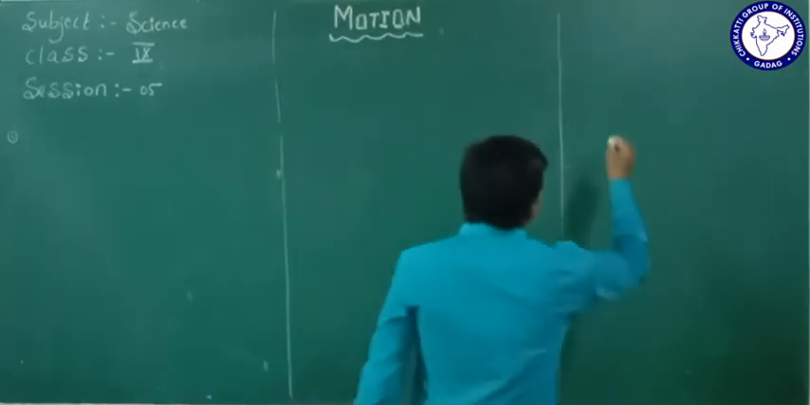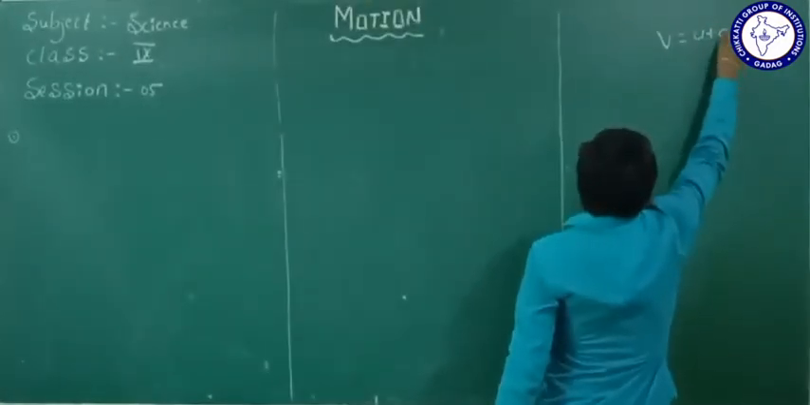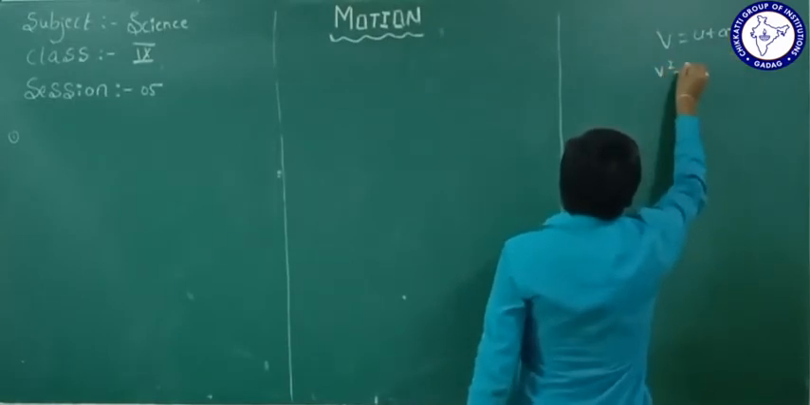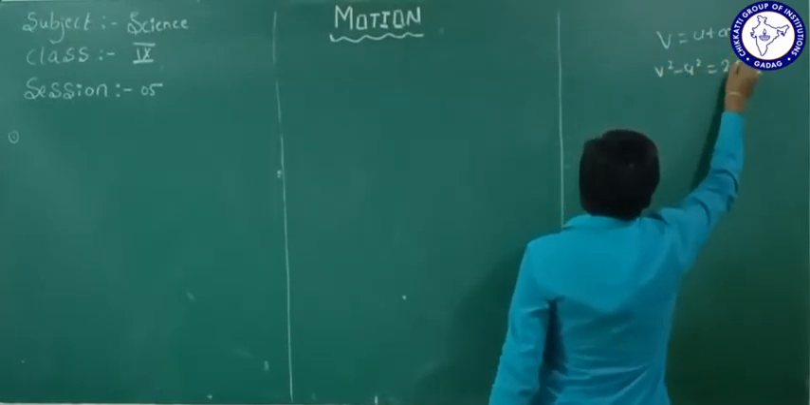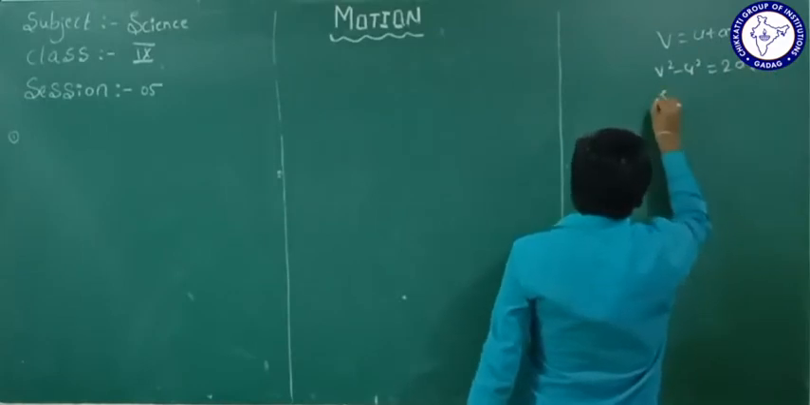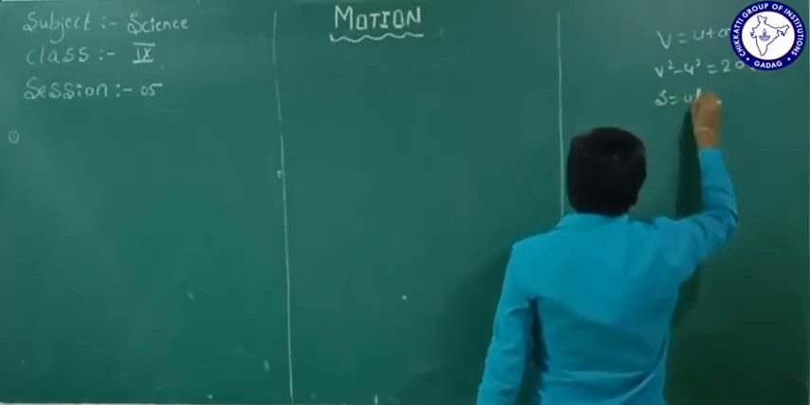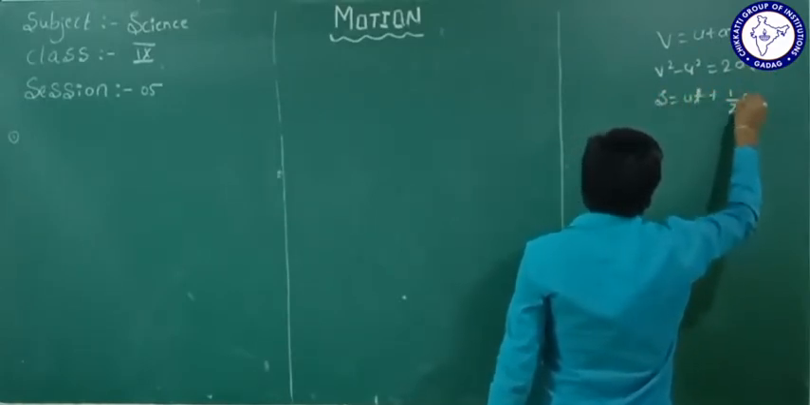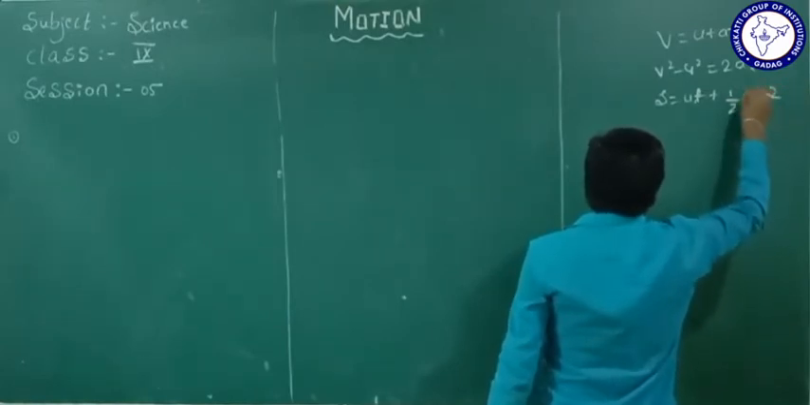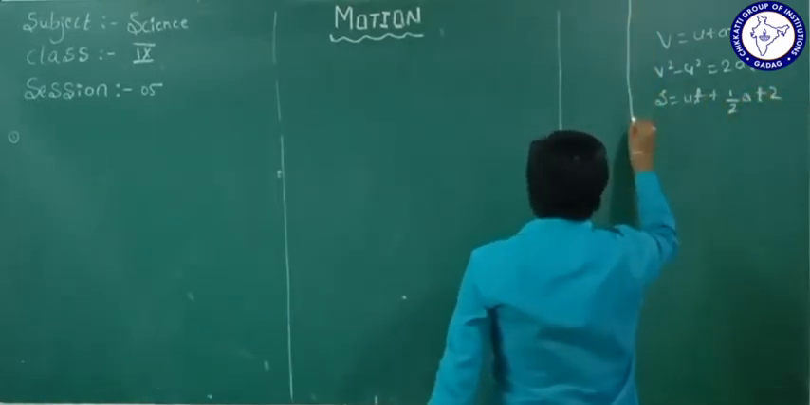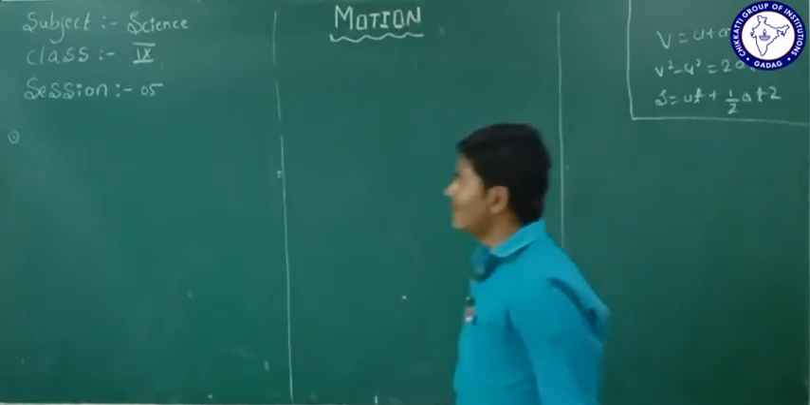Sorry, write again the expressions. v is equal to u plus at, v square minus u square is equal to 2as, and s is equal to ut plus half at square. These are the required expressions to solve the problems.